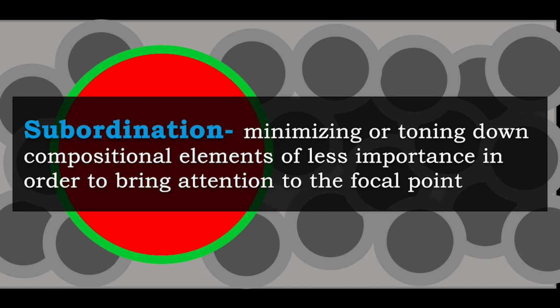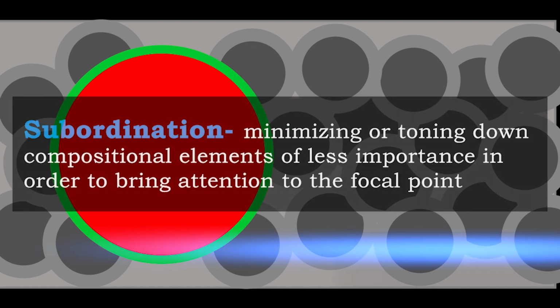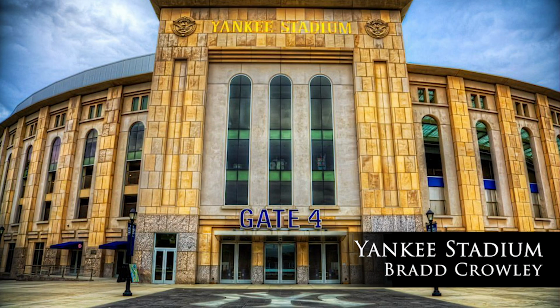Alternately, artists, architects, and designers can downplay parts of their work through subordination. Subordination is the minimizing or toning down of compositional elements so that the focal point can then stand out more. Consider when you're going to a sports arena and how different entrances will either be emphasized or subordinated depending on where the general public is expected to go.